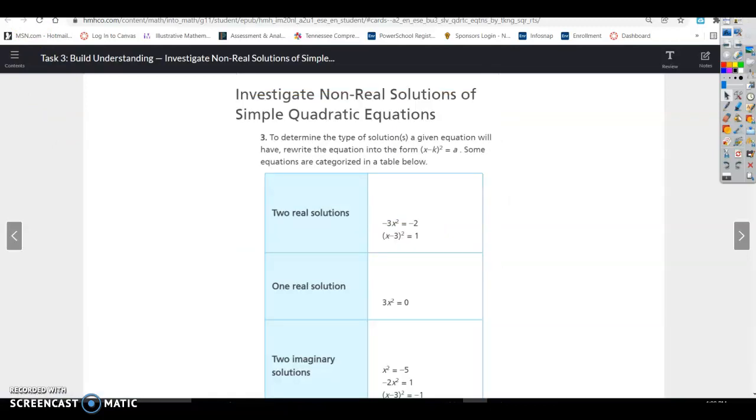Lesson 2.1, Task 3. Investigate non-real solutions of simple quadratic equations. To determine the type of solutions a given equation will have, rewrite the equation into the form (x minus k) quantity squared equals a. Some equations are categorized in a table below.